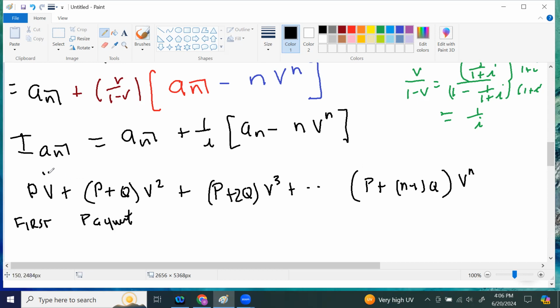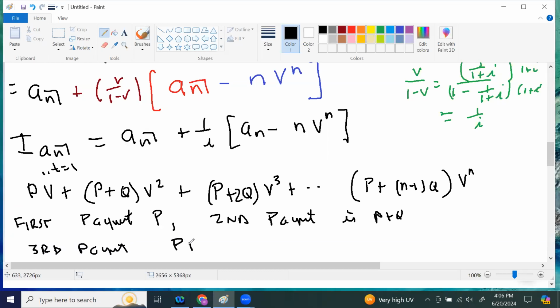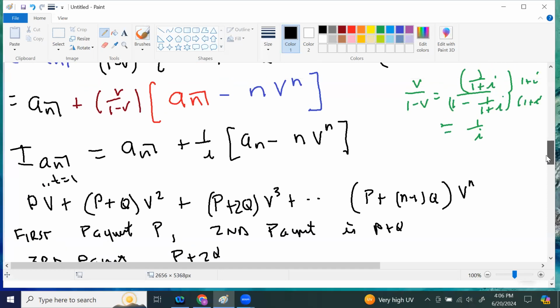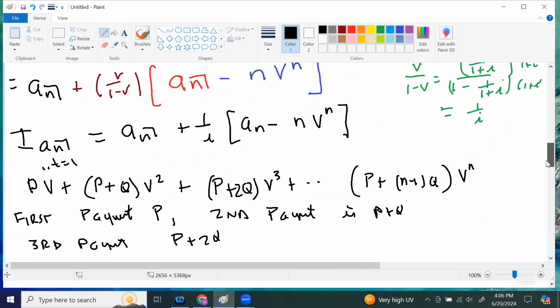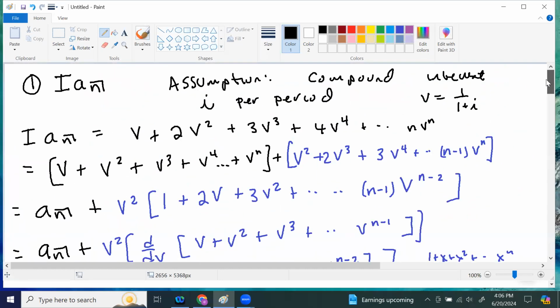So what this annuity deals with is you start where the first payment is P at time 1, because it's annuity immediate. First payment is P, second payment is P plus Q, third payment is P plus 2Q, and so on. So you keep adding multiples of Q. That's called arithmetic progression.